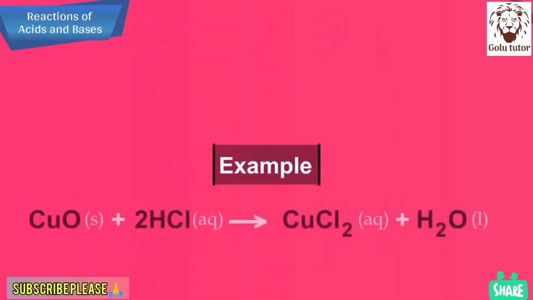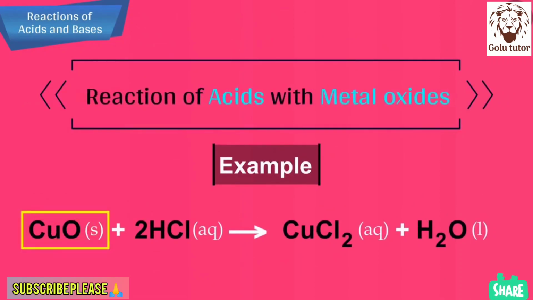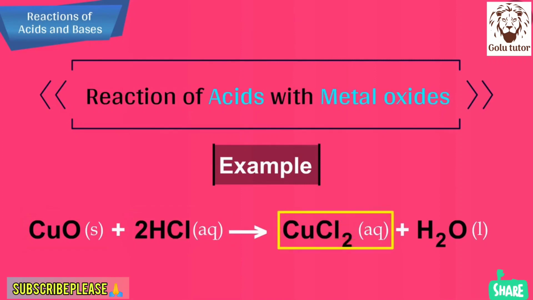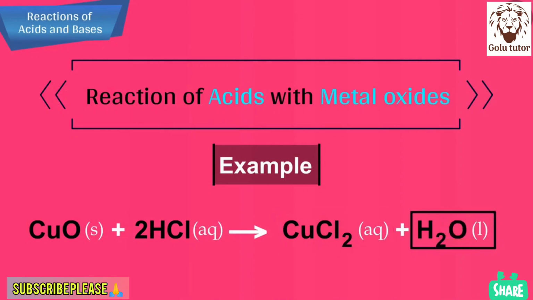Let's discuss an example of the reaction of acids with metal oxides. Say copper(II) oxide is a metal oxide. To it, add dilute hydrochloric acid. It reacts to form copper(II) chloride and water.